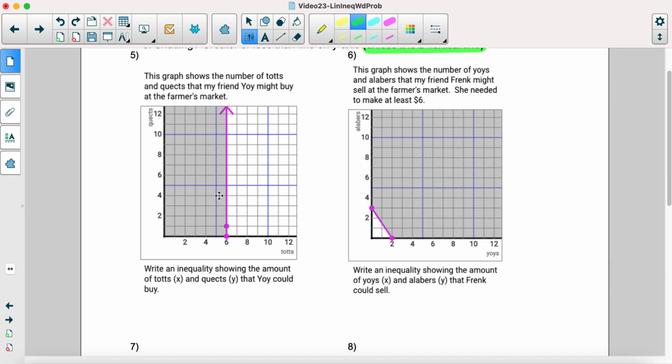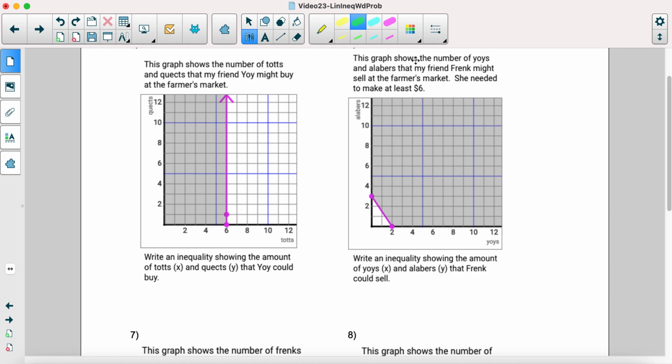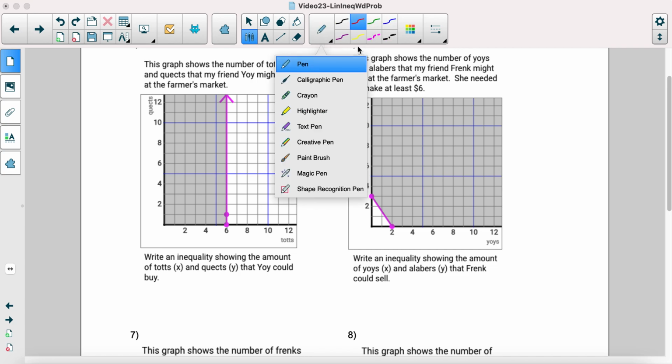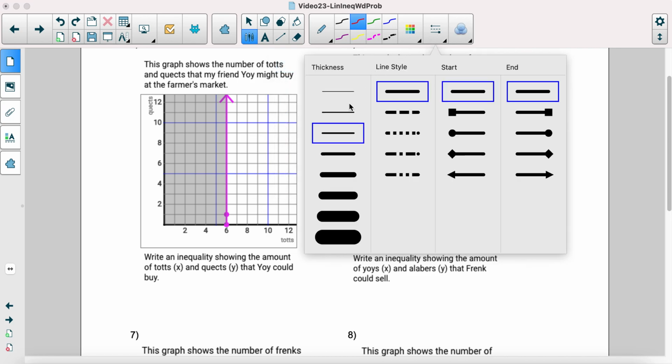All right, so let's take a look at that now. It says this graph shows the number of tots and quecks that my friend Yoy might buy at the farmer's market. They want us to write an inequality showing the amount of tots and quecks that Yoy could buy. Well, this line here is a vertical line.